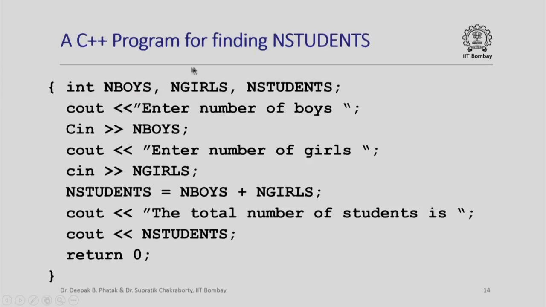Here is a C++ program to find n students. There are of course major differences, but let us just try to read and see what it says. int n boys, n girls, n students. We do not know what int is, but do we not suspect that this is something like a declarative statement which tells C++ that we are going to use these three names? cout << enter number of boys, cin >> n boys.